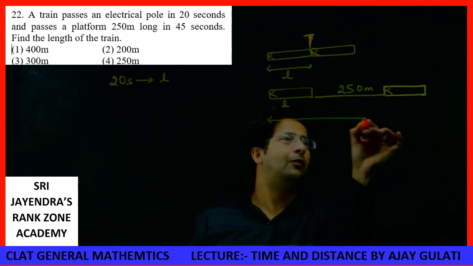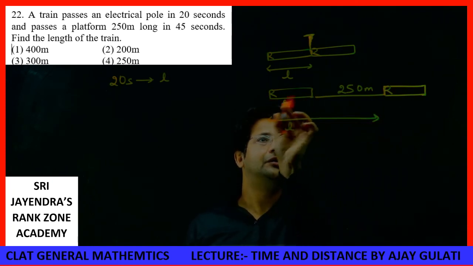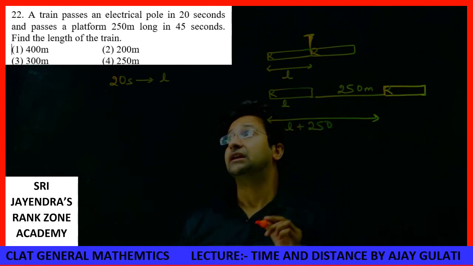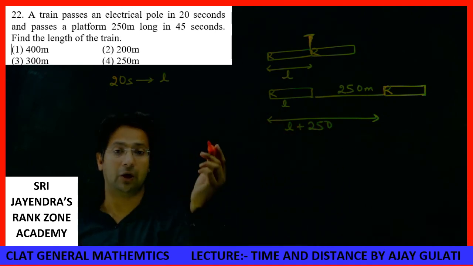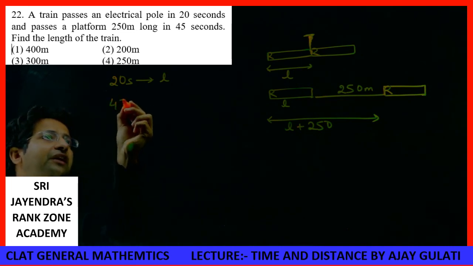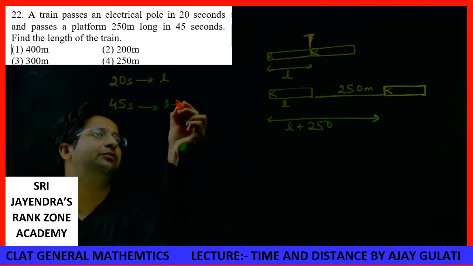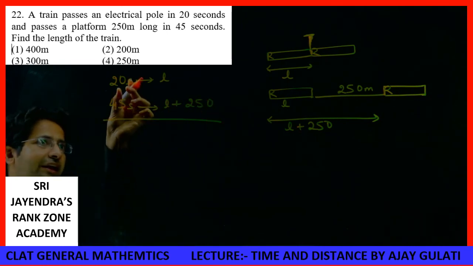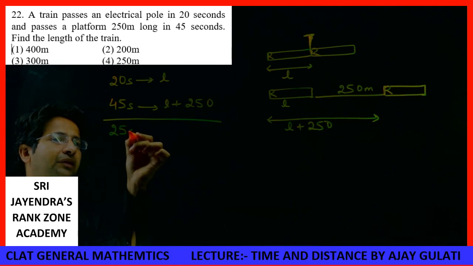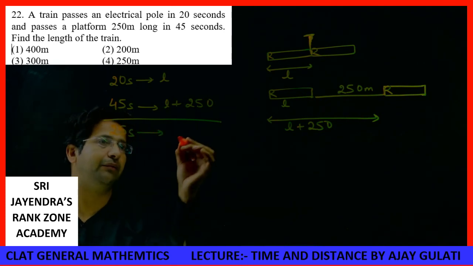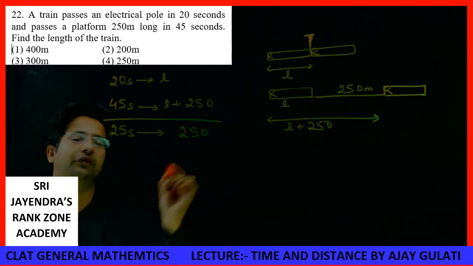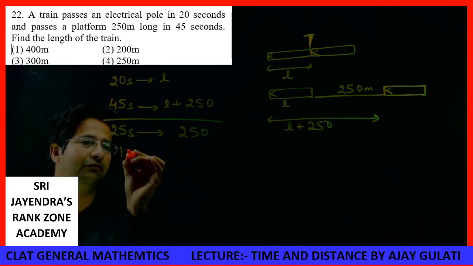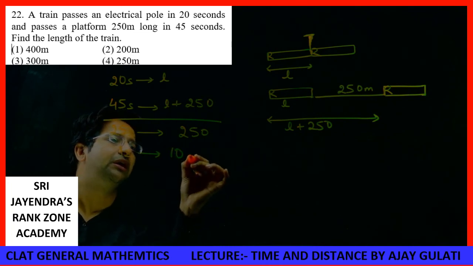How much is the distance? This distance is length plus 250. This distance is covered in how much time? In 45 seconds. In 45 seconds, the distance covered is length plus 250. What I can say from here, in the next 25 seconds, the train moves how much? 250 meter. The train moves 250 meter, or I can say in 1 second the train moves 10 meter.